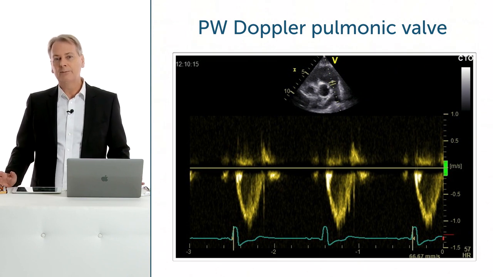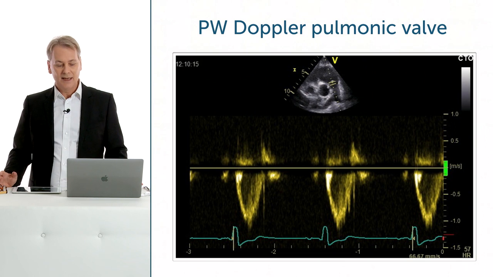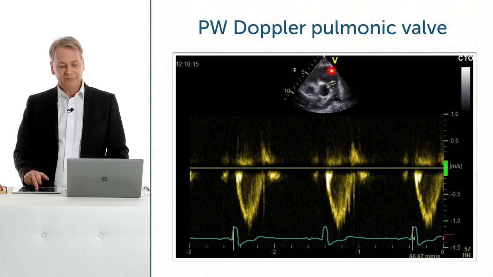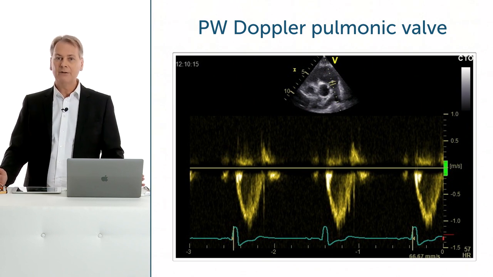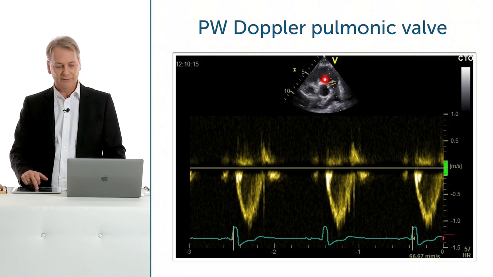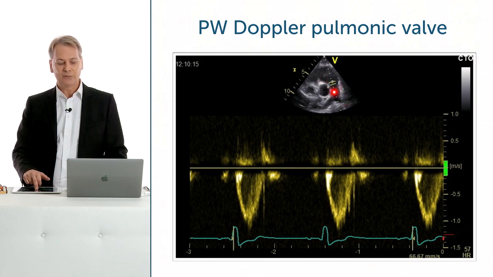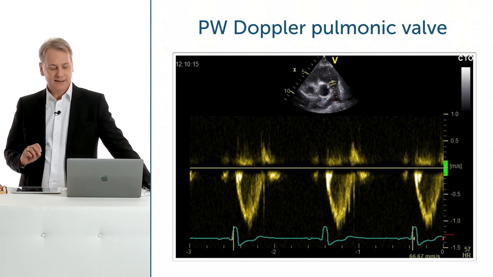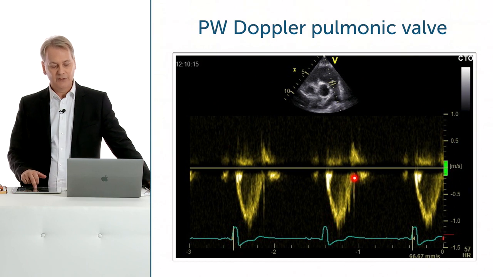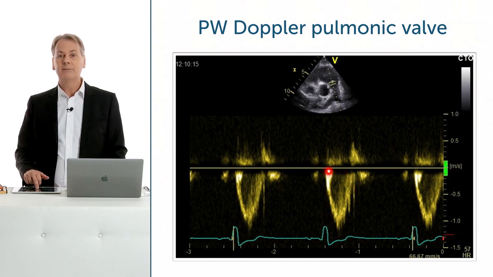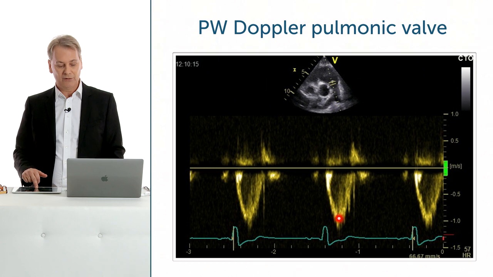The other problem of placing it into the RVOT is that in this case, it's very difficult often to measure the distance here, and you will need that, for example, for shunt calculations. So my recommendation here is to place it into the valve or into the pulmonary artery where you can really measure the distance here as well and where you have a parallel orientation. In any case, it is important to get a curve where you have a very good envelope. In other words, where it's easy to delineate the beginning and the peak of the curve.